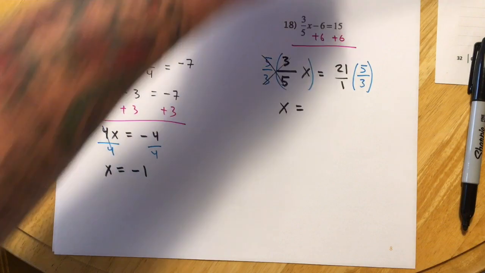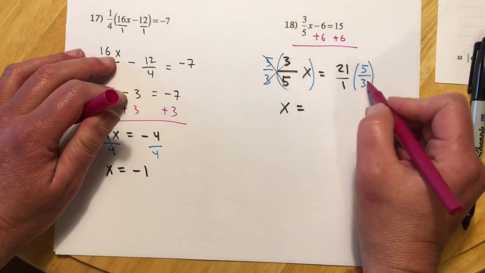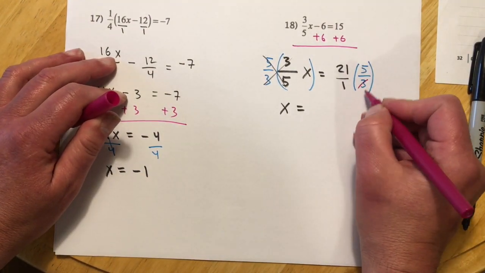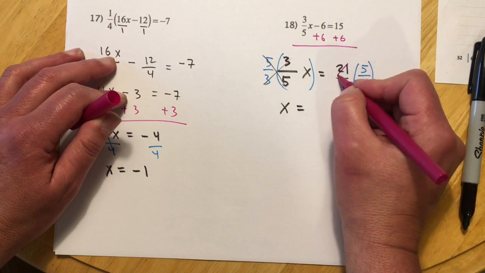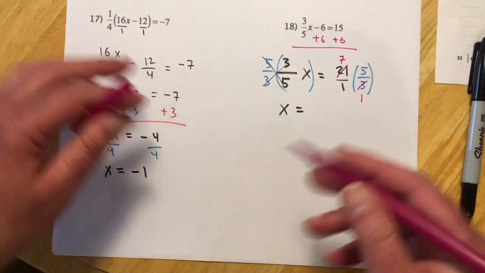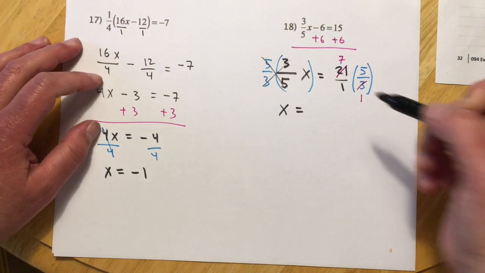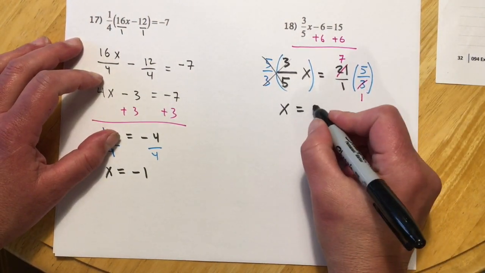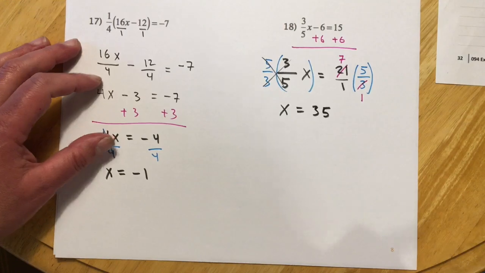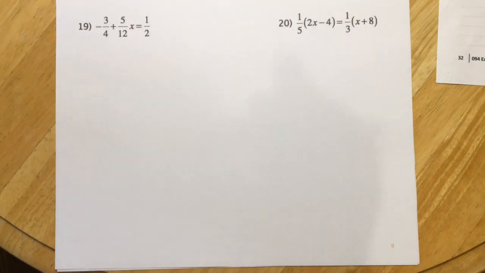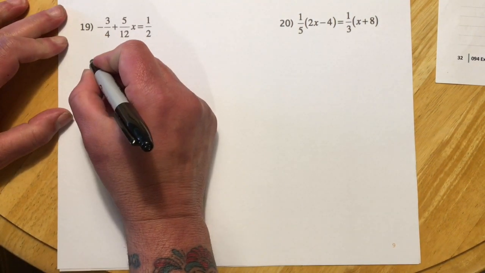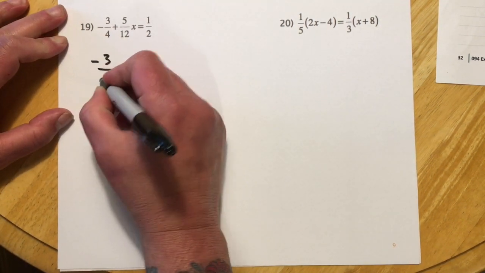And then over here, I could do 105 over 3, but maybe it's easier if I go 3 goes into 3 once, 3 goes into 21 7 times, and then I don't have to worry about catching that reduction on the next step. So 7 times 5 would make this 35. Okay, this is the last of 1.4. I'm going to rewrite this one down here a little bit bigger.